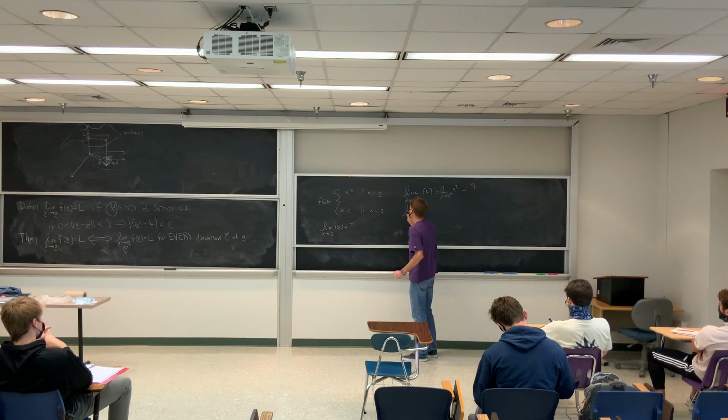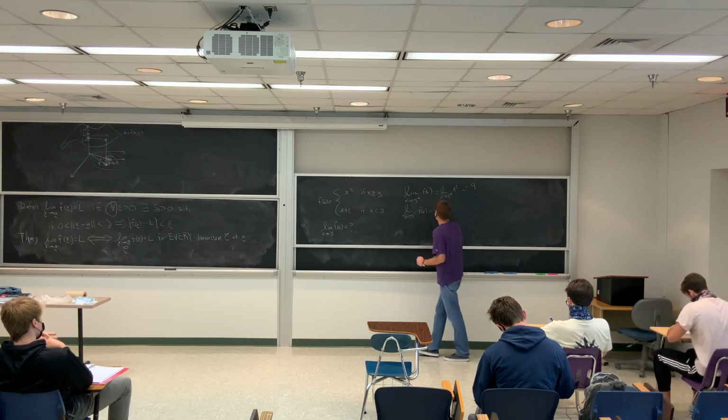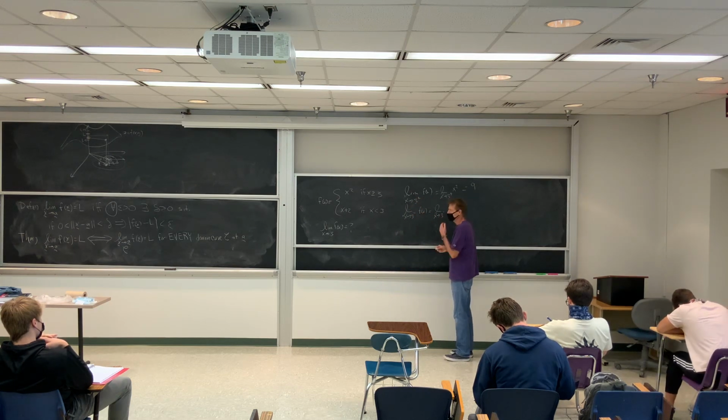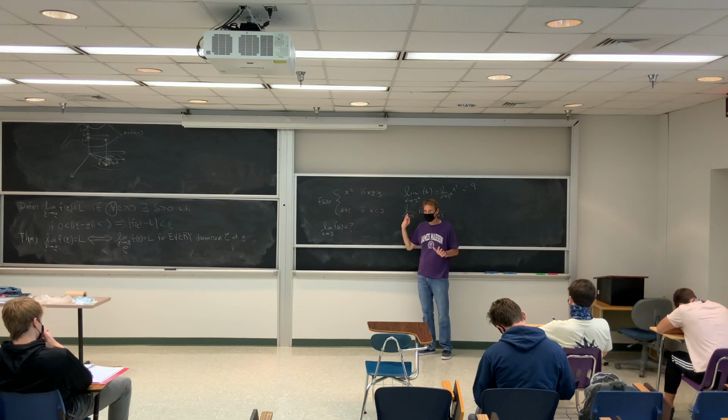Now I look at the limit as x approaches 3 from the left of f of x. Now which branch am I on? X plus 2.